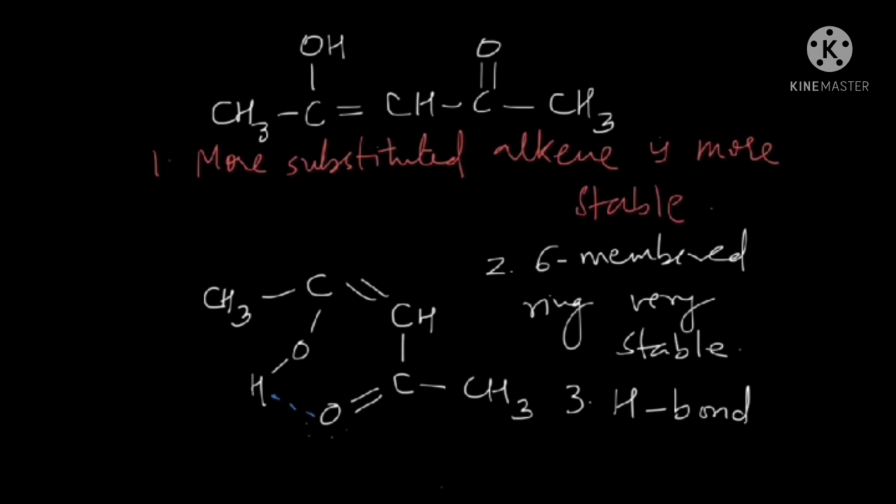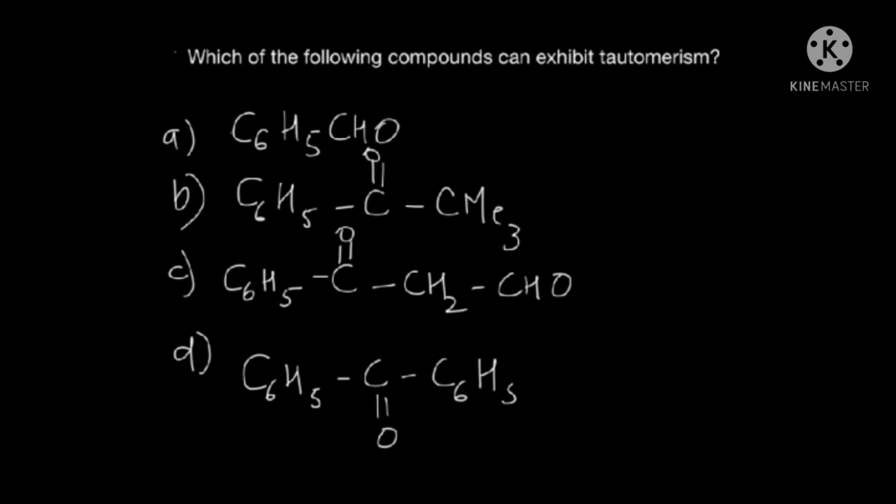Okay, now let's check out the second question that was asked by Pankaj. Which of the following compounds can exhibit tautomerism? Okay, so for tautomerism, you must have an alpha hydrogen present in the compound. What is an alpha hydrogen?